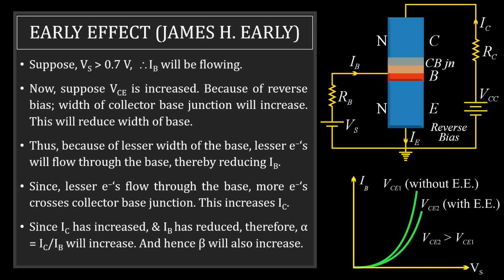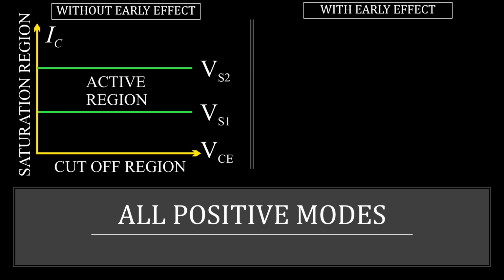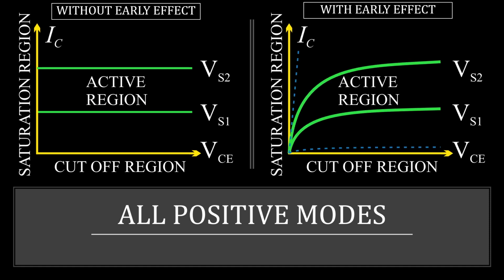And the value of alpha is IC by IB. Because IC has increased and IB has reduced, therefore alpha will increase. And if alpha increases, beta will certainly increase. So if I increase VCE, IC increases. Therefore, instead of having this horizontal line, we are going to have a slightly slanted line. So we have seen all the positive modes, but because of early effect and drift current, this is the result that we are going to get.